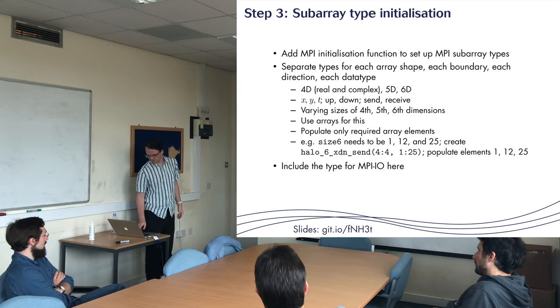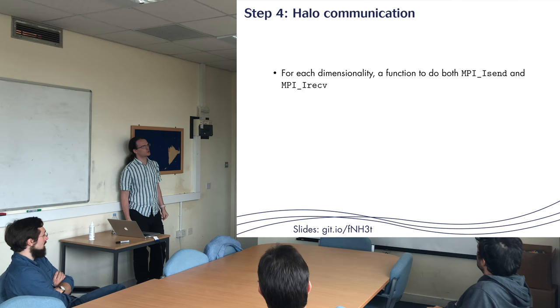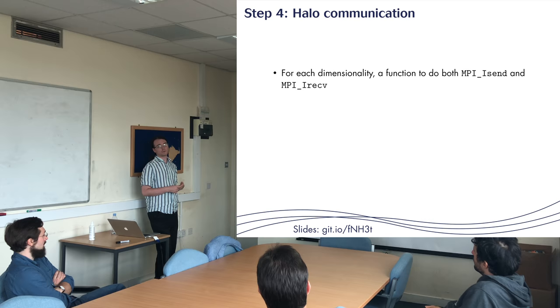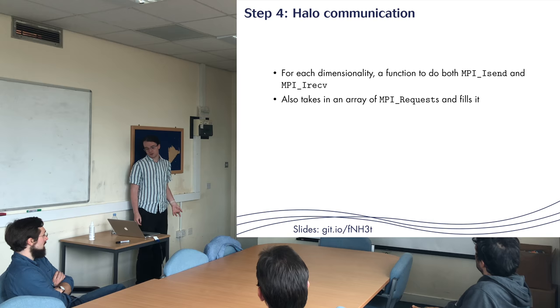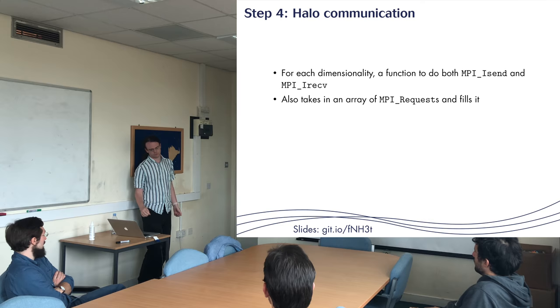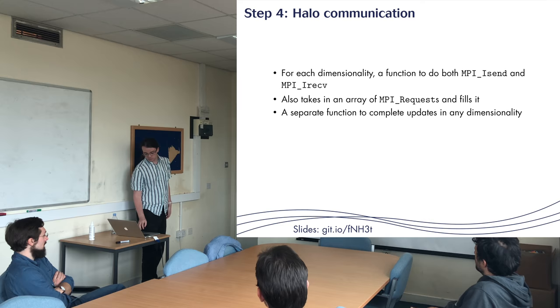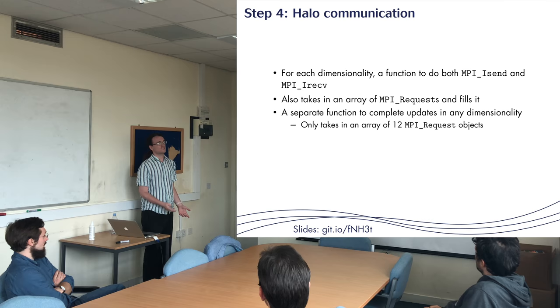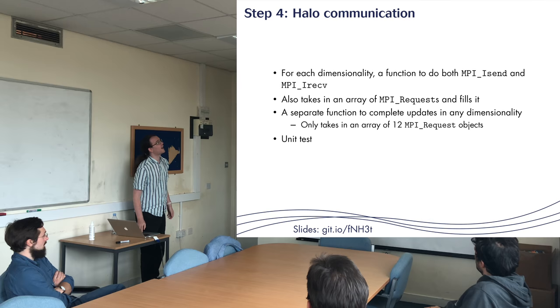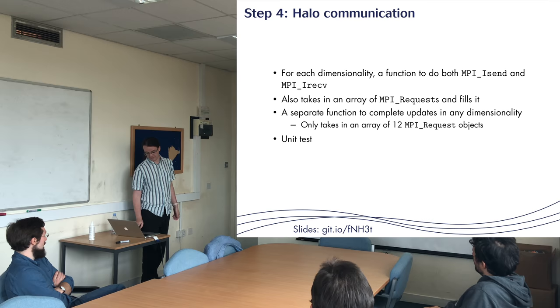So next was the halo communication, which is the kind of the bulk of the writing. So for each dimensionality, we do a function that calls both MPI iSend and MPI iReceive. It also takes in an array of MPI requests and fills it, because we need to do MPI waitAll on later. Then we have a separate function that actually calls MPI waitAll. It only takes in an array of 12 MPI request objects. It doesn't need to know anything about dimensionality, so that can just be a single function. And this can be unit tested to make sure that it's working, that things are moving correctly between processes.